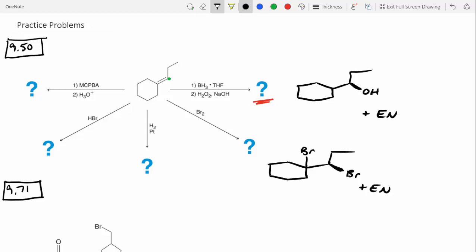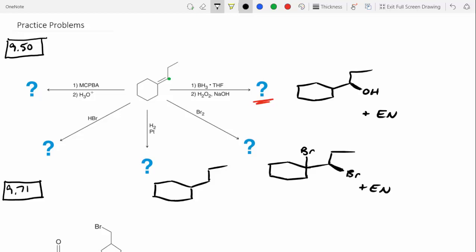All right, hydrogen gas and palladium, or platinum, sorry. What will that do? It'll be syn addition, and it'll change the alkene into what? An alkane. So these are super easy. I don't even have to draw in the hydrogens unless I really want to, right? The hydrogens are assumed, and we don't have any stereochemistry in this molecule.